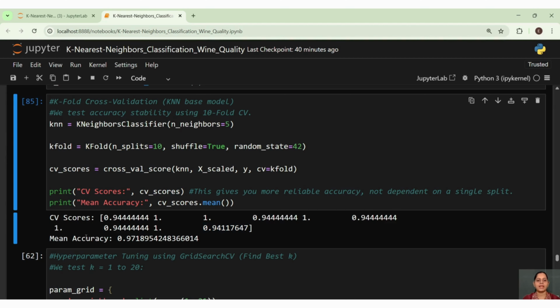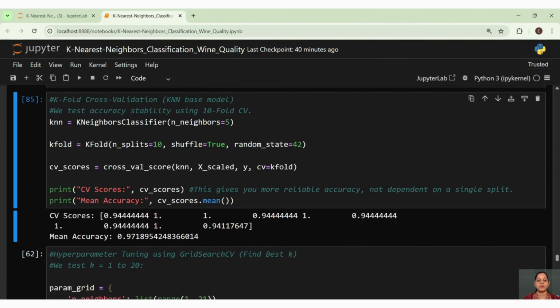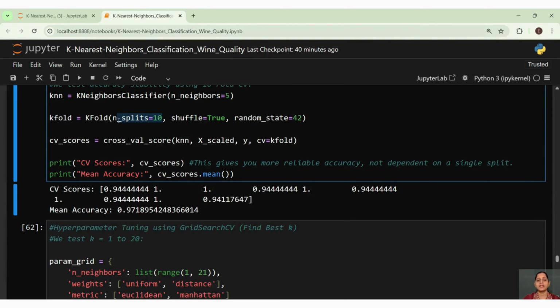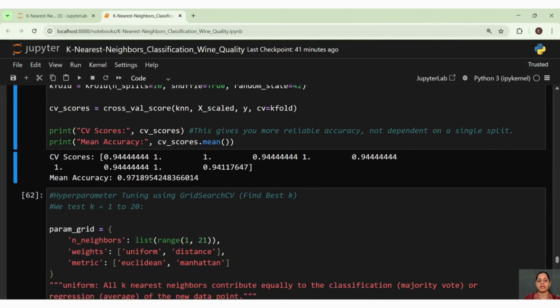And my mean accuracy, what did I get? 97.1. That means my model is 97.1% accurate, if we are considering 10-fold. You can try it out with different folds. You can try 3 folds, or you can try with 5 folds and see how your outputs come up.